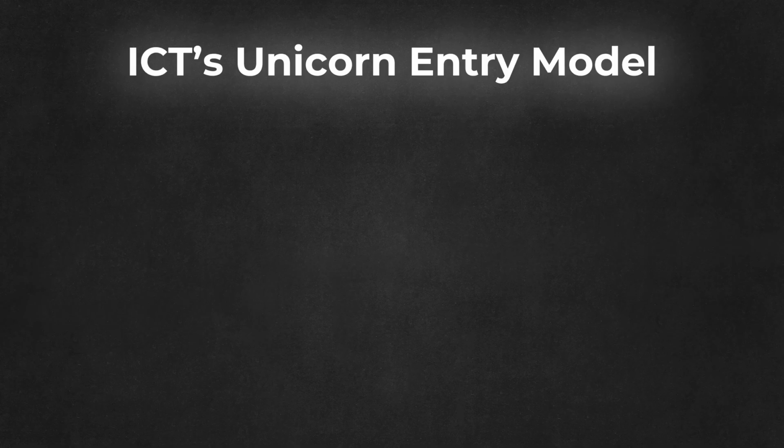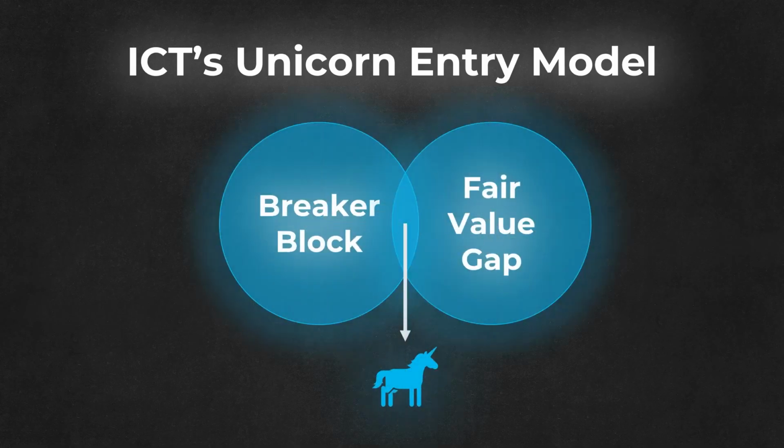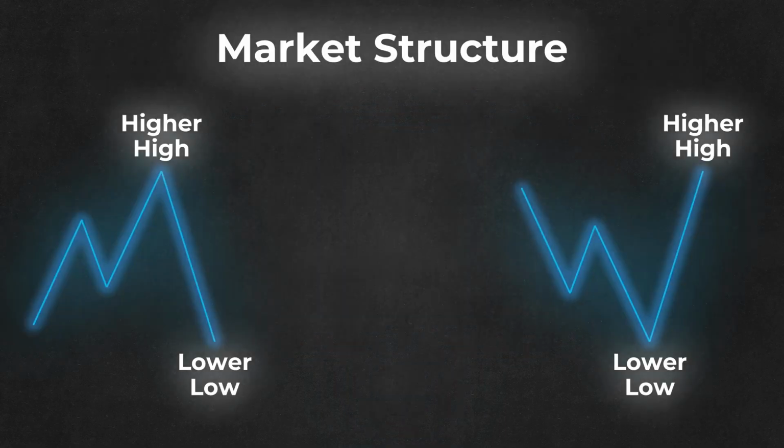The unicorn entry model in the ICT method is the combination of two concepts, the breaker block and the fair value gap. To understand breaker blocks, we first need to identify a price movement or market structure where a higher high is followed by a lower low, or when a lower low is followed by a higher high. ICT followers sometimes call this a market structure shift, but this formation has been called many different types of names throughout the history of technical analysis.